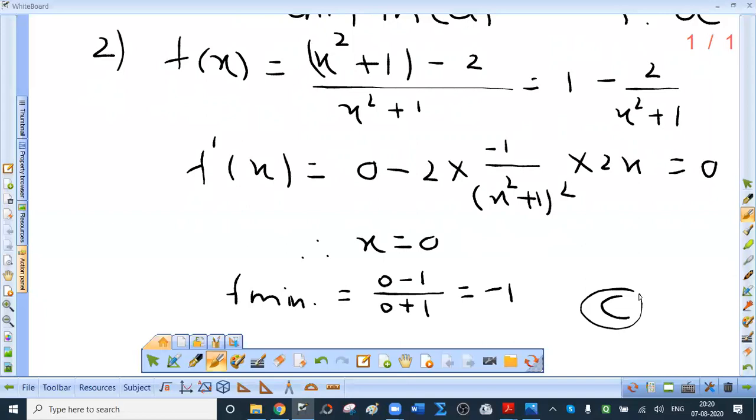Should I explain this again? Okay. See, you could have differentiated this as it is using quotient rule. Anyway, we use quotient rule, but we can simplify this and then we will use quotient rule. This is indirect division. So we get this 1 minus. Now what is derivative? Derivative of 1 is 0 minus 2 constant. What is derivative of 1 upon v? Minus 1 upon v square into derivative of x square plus 1, which is 2x. We equate that with 0. So I get x equal to 0. So the minimum value is minus 1. Go for option C.